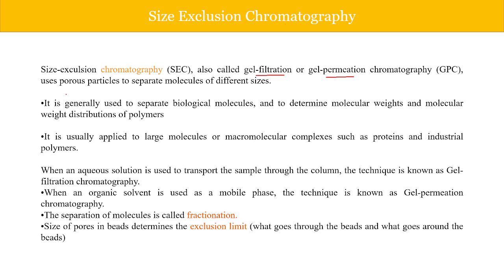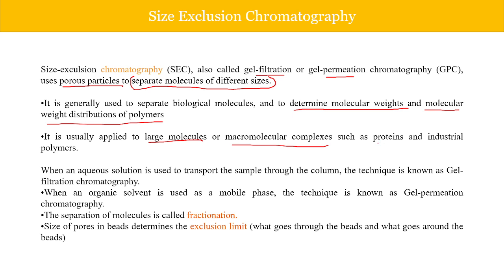The other thing is that it uses porous particles to separate molecules of different sizes. So this is important. We have to separate molecules of different sizes and shape. Then we use size exclusion chromatography. It is generally used to separate biological molecules and to determine molecular weights and molecular weight distribution of polymers. Also, it is usually applied to large molecules or macromolecular complexes such as proteins, and sometimes industrial polymers.